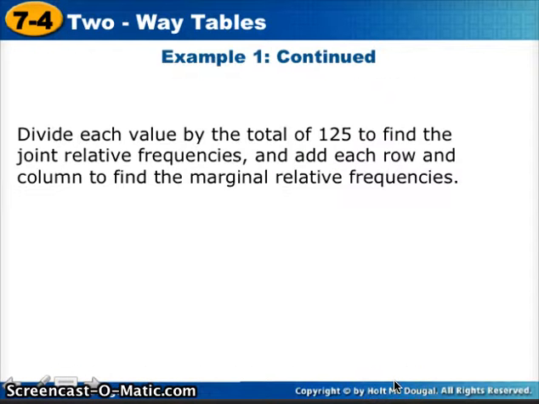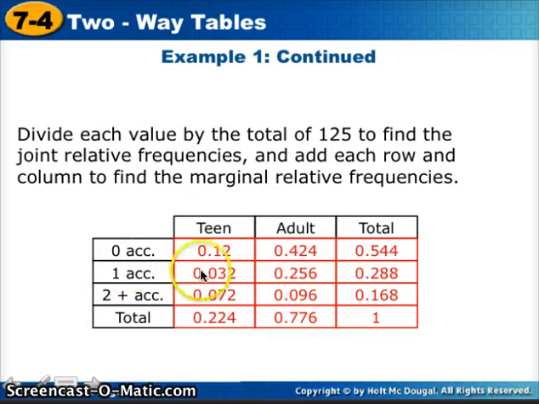In order to change the table into a joint relative frequency table, we need to divide each value by 125 because that's the total. Then we're going to add each row and column. When I take the table from previously and divide each number by 125, these are the values I got on the inside. Then we add up the columns for teen and adult, and we add up each row going across to get the totals. Please notice that each of the total columns and rows add to 1.